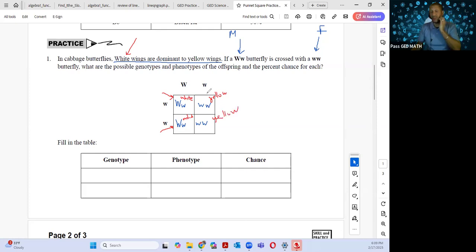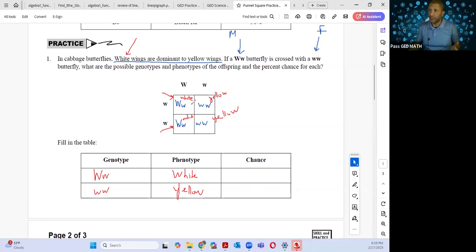Again, this is a probability, so this is basically a math question. The two options you have in this Punnett square are a capital W, lowercase w, and two lowercase w's. That's the only two genotypes you have. The phenotype means the characteristic. This would have white wings. This would have yellow wings. But that's not what they're going to ask you. They're going to ask you the probability, the chance of having a white wing or yellow wing.